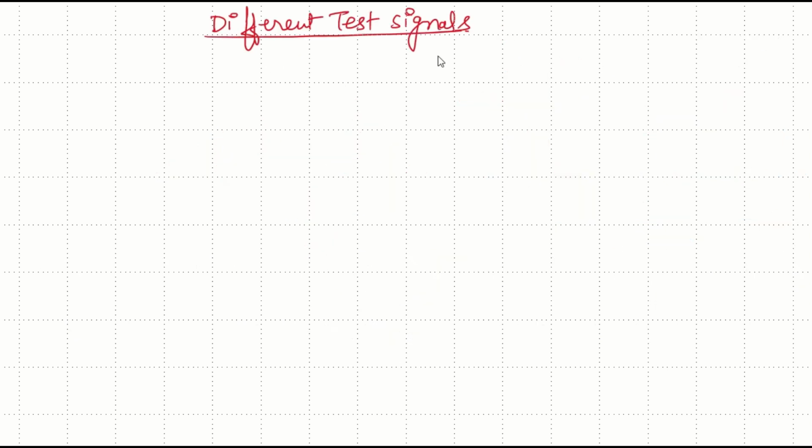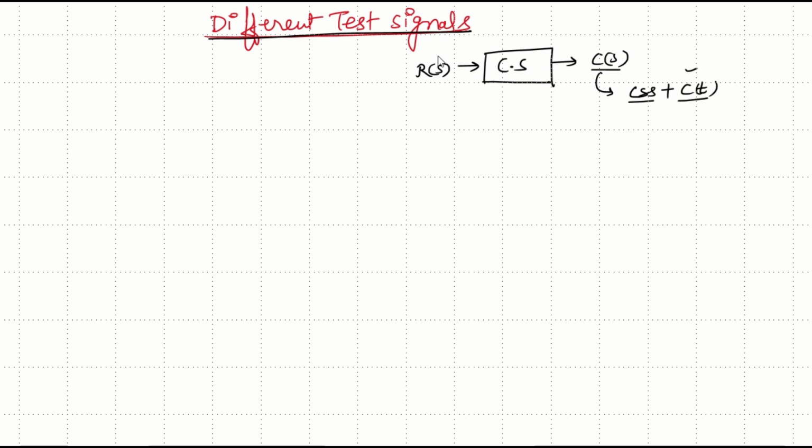Now let us discuss different test signals which we can apply to the control system. Remember once again that suppose this is a control system and we apply some input and we are getting some output, and this output can be divided in two parts, the steady state c_ss and the transient. So in order to test different steady state values and different transient responses, we apply different types of inputs here. So what are those different types of inputs? The first type of input is the sudden input.